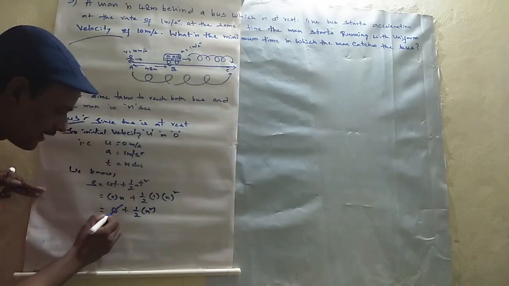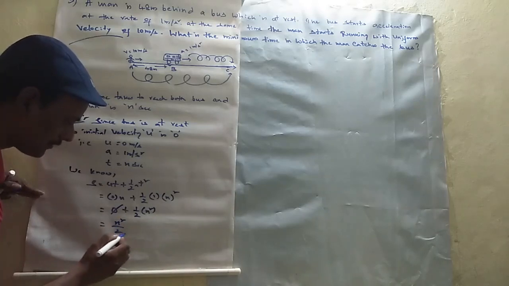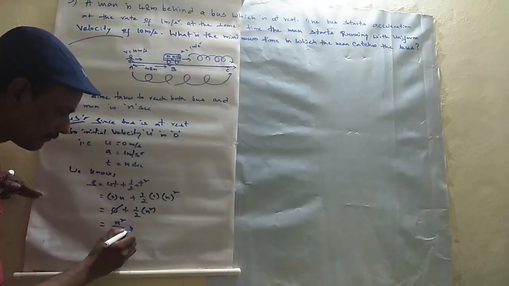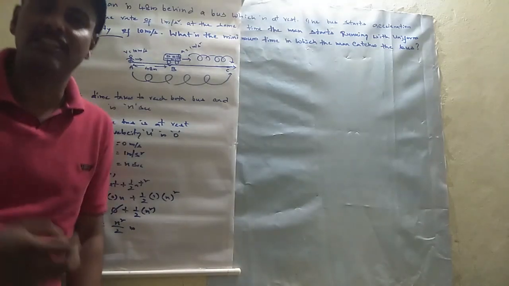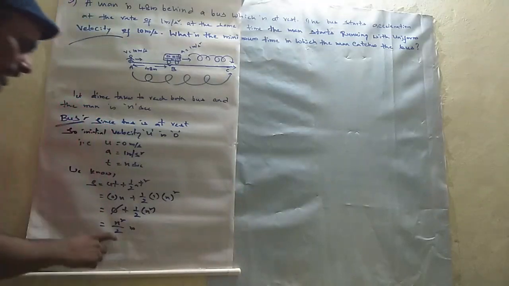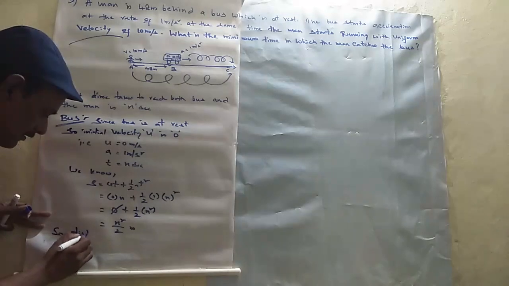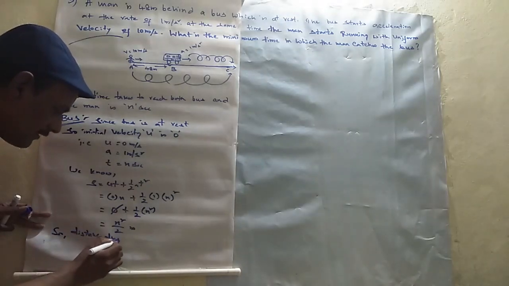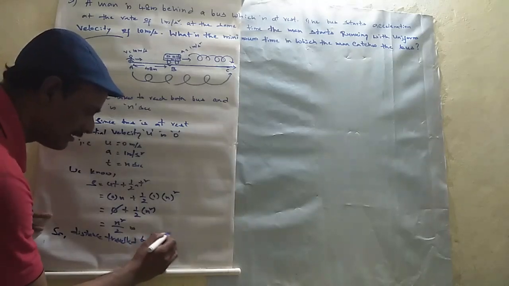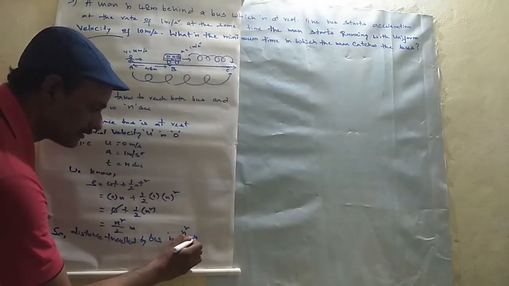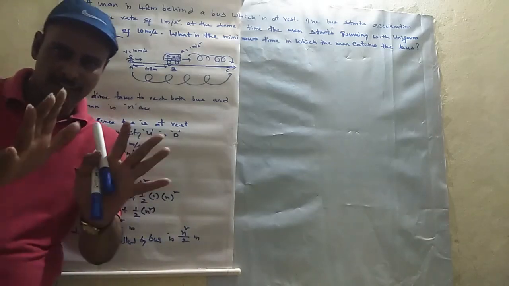So that 0 is waste. Half into n square is 1 into n square by 2, so n square by 2 meters. s means displacement, nothing but the distance. So the distance traveled by the bus is n square by 2 meters. That one I am writing. Any doubt with that one, students? No doubt, no?